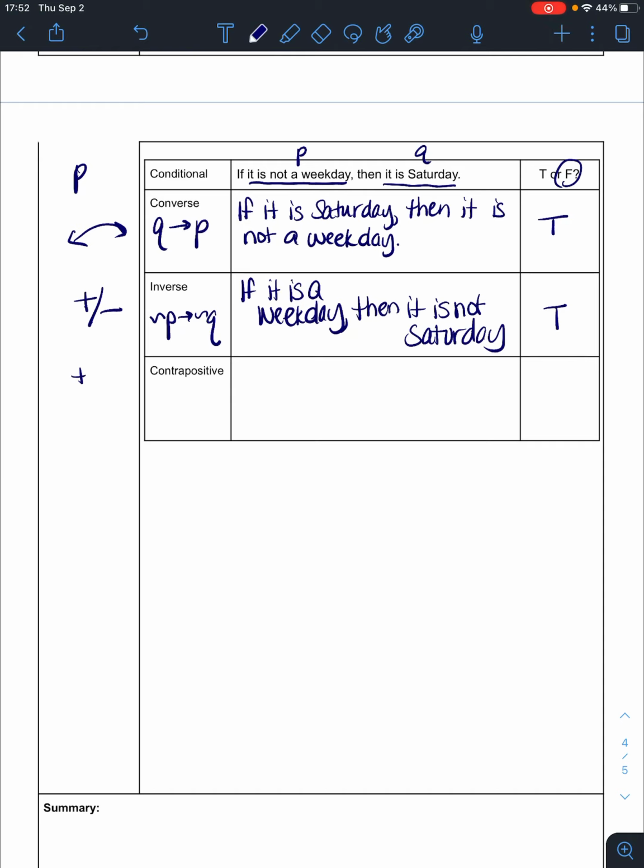And then our contrapositive does both. It takes the original statement, it negates it, and it switches it. Everything's based off the original statement, right? So we already negated it, and we already switched it. So let's take the inverse and switch the order of the inverse. If it is not Saturday, then it is a weekday. It's not Saturday, so it must be a weekday? Well, no, it could be Sunday again. So then we've got that false.